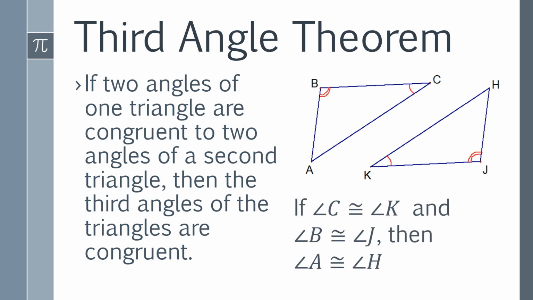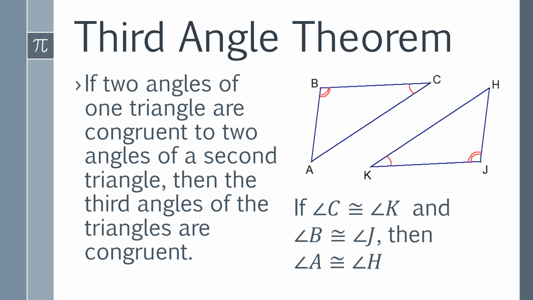Okay, the third angle theorem. What this says is if two angles of one triangle are congruent to two angles of a second triangle, then the third angles of the triangles are congruent. So if angle C is congruent to angle K and angle B is congruent to angle J, then angle A is congruent to angle H. And the reason we know this is because all angles of a triangle have to add up to 180. So if we subtract equal things out from each side, then the last pair of angles have to be the same amount. Okay?